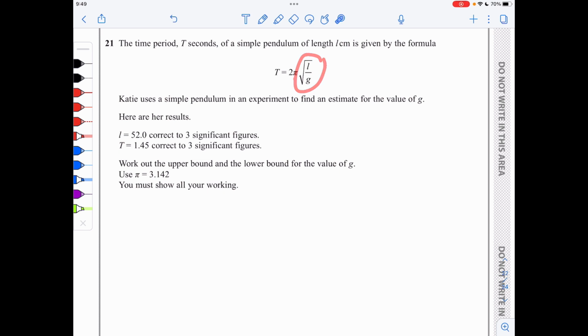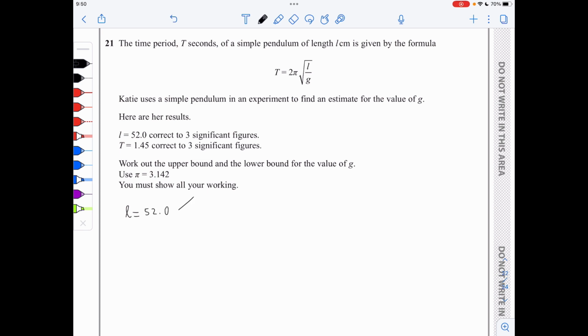In 21, we've got the time period capital T as 2 pi root of L over G. We are told that L is 52.0 to 3SF and T is 1.45 to 3SF, and we need to find the upper and lower bound for G. We should be using pi to be 3.142. So I will start by finding the upper and lower bounds for L and capital T.